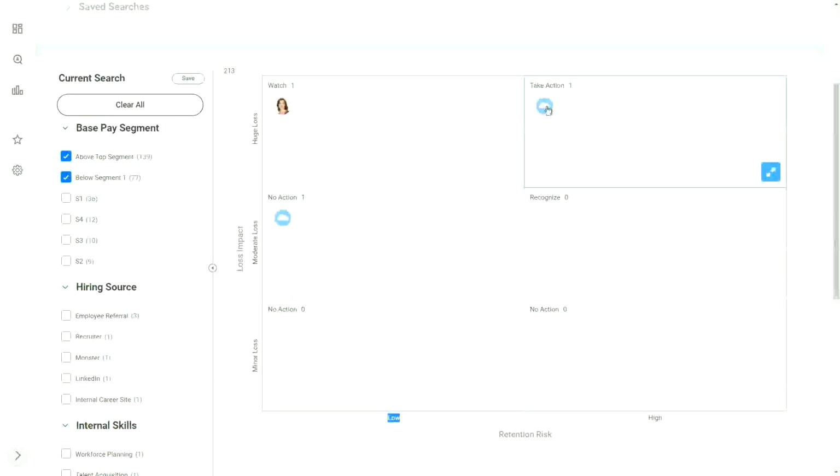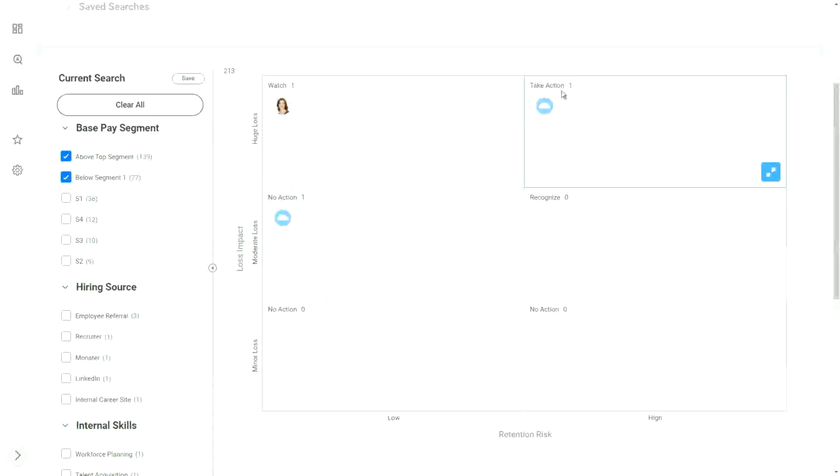But what about the person here, Deborah Wilson? High chance of leaving. And what will happen if she leaves? Huge loss if this person leaves. So what should we do as a manager? Let's say I am a manager and I'm looking at this report. What should I do? I would take immediate action on Deborah.